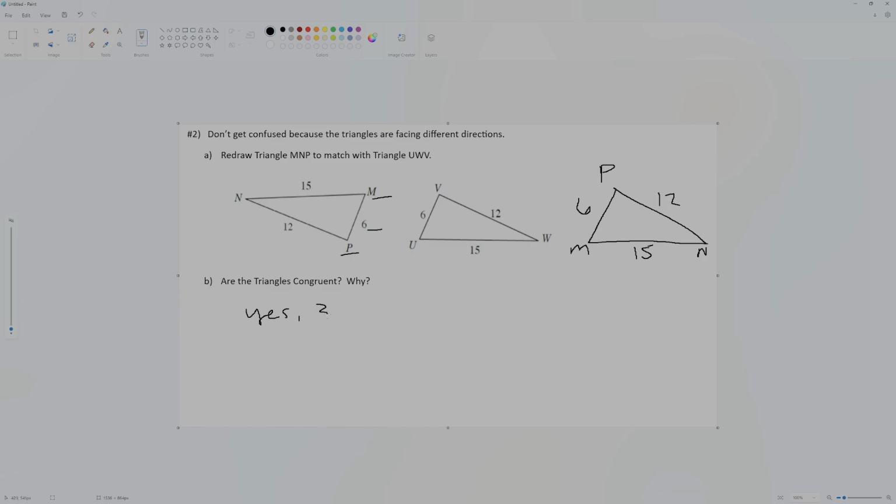There are 3 pairs of congruent sides and 3 pairs of congruent angles.